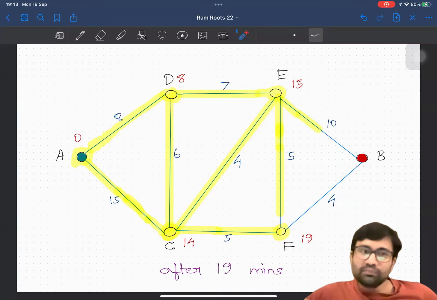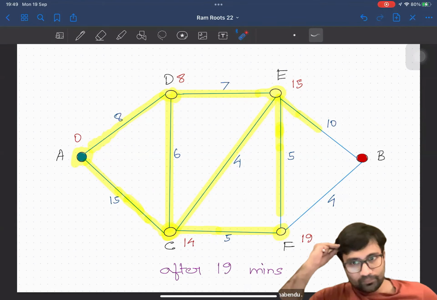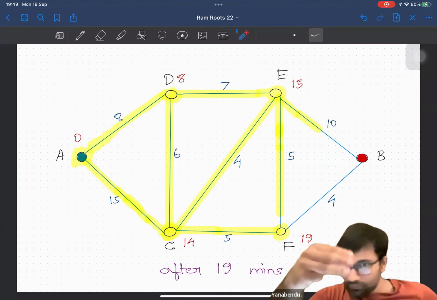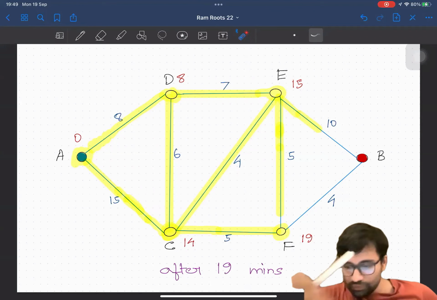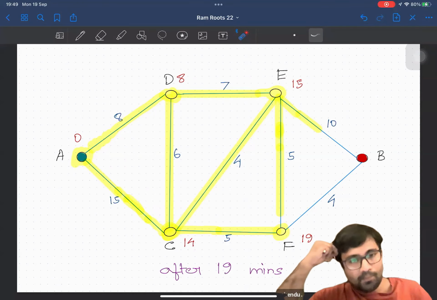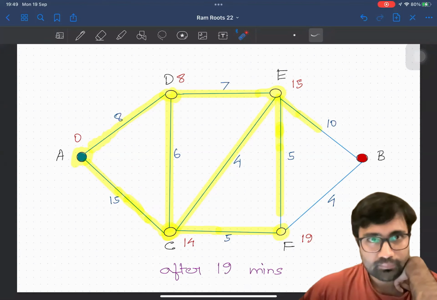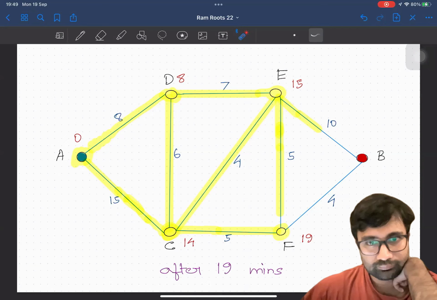So at 19 minutes, this is the situation of the spread of fire. Is there any question about what is happening here? Yes, sir, I have a small doubt. From F to B, it'll take 4 minutes, yes, and from E to B, it'll take 10 minutes. Correct.